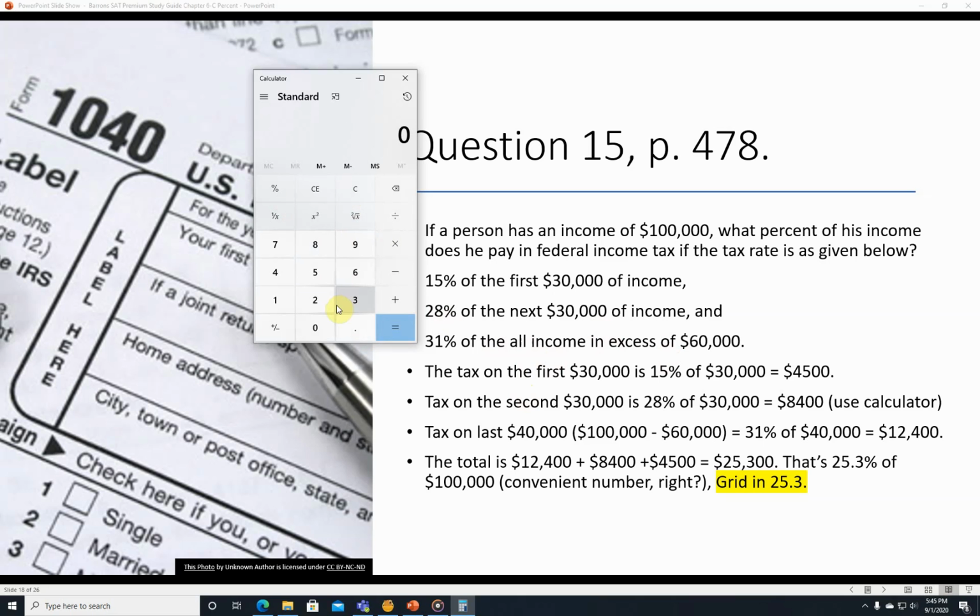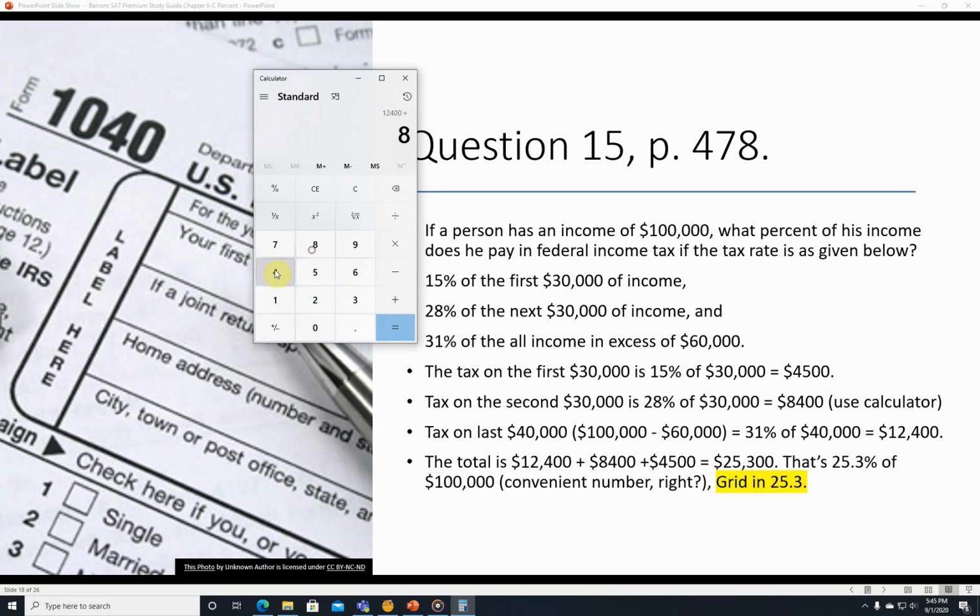$40,000 that we have left over because these first two $30,000 increments only cover $60,000. 100,000 minus 60,000 is 40,000. So that's 31% of $40,000. Okay, I guess the calculator doesn't like it when you do it that way. So we'll just go $40,000 times 31% is 12,400.